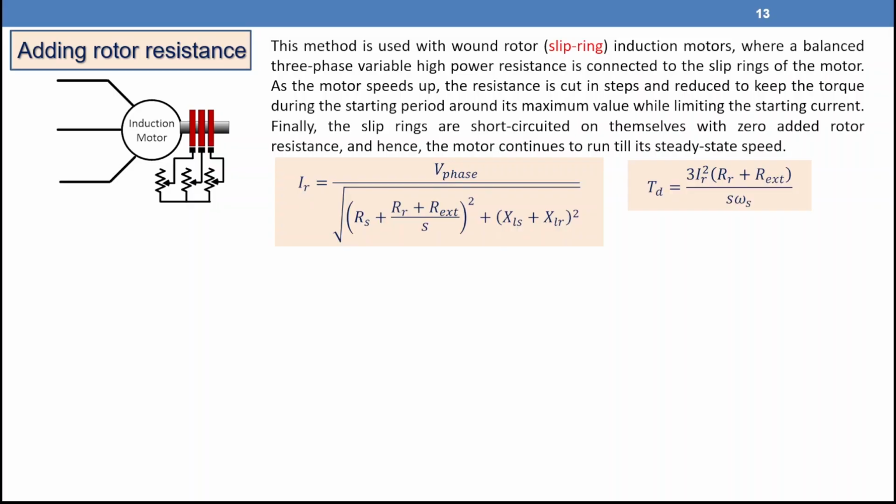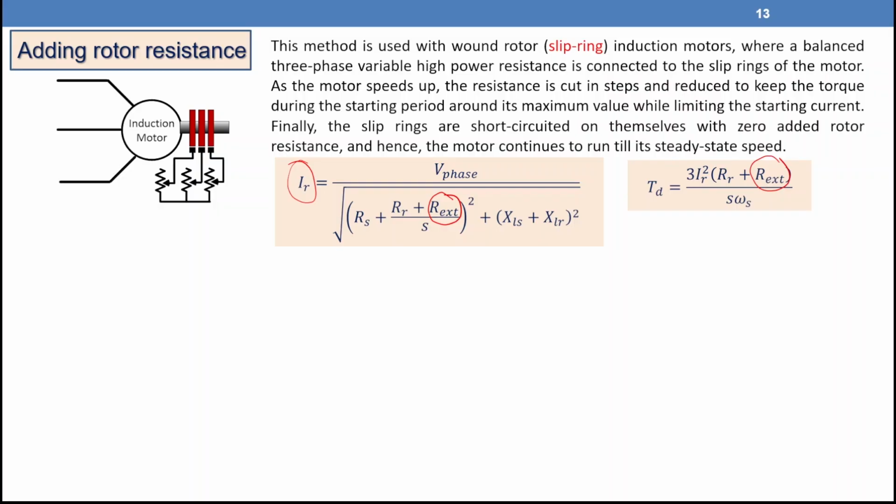If you look at the equations here, I rotor equals V phase over R stator plus R rotor plus R external over S. At starting, S equals 1, and as the machine starts to run, S will change. So adding external resistance here in the denominator, we're going to reduce the starting current. On the other side, the torque equals 3 I rotor square R rotor plus R external. So adding R external here will increase the torque. We might reach the maximum torque at starting.